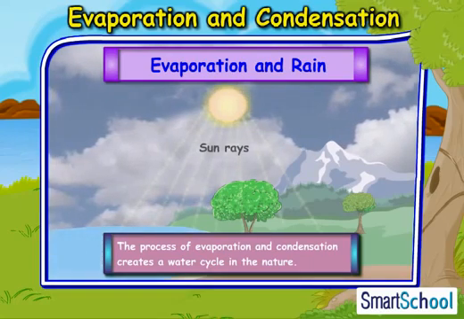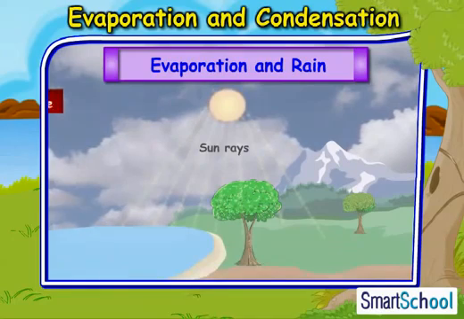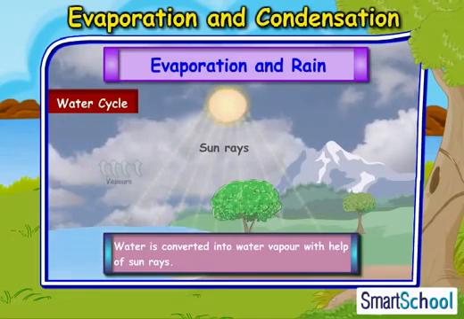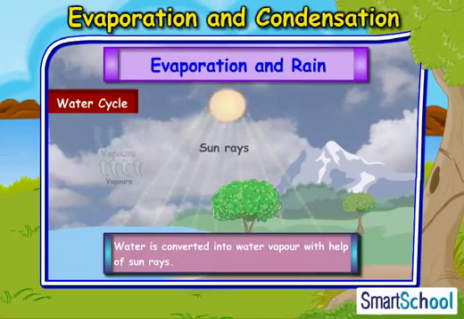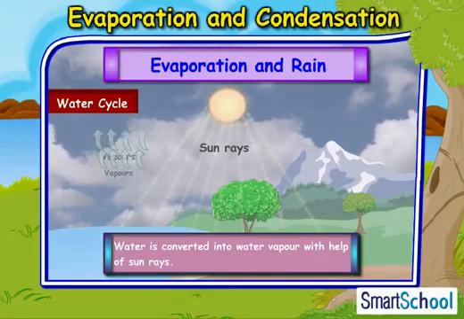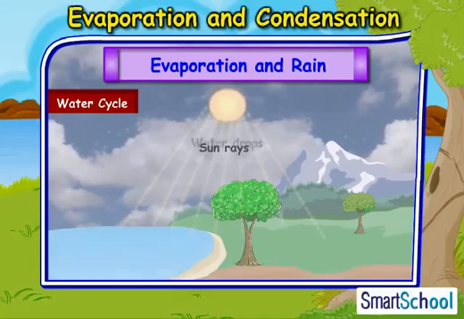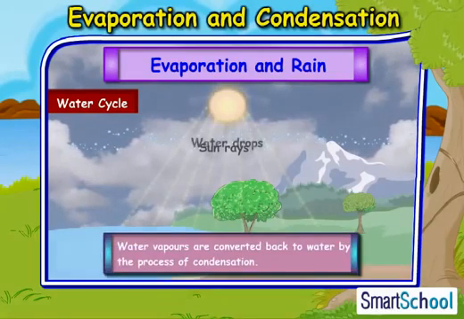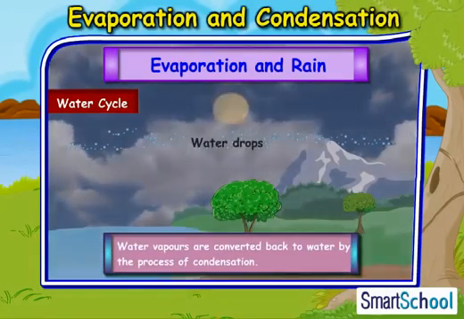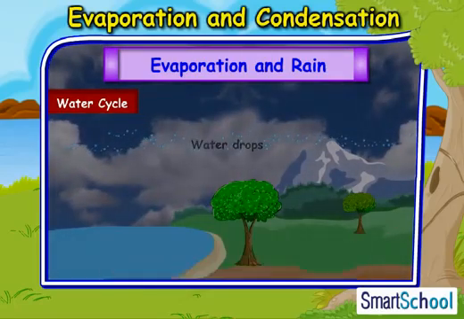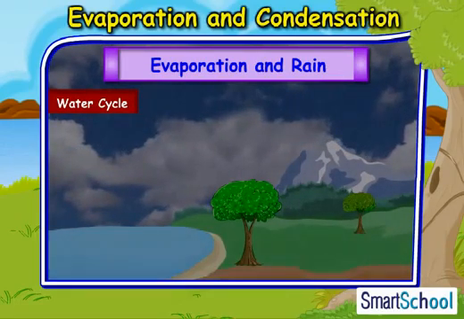Now let us understand the water cycle. Initially, the water is converted into water vapors with the help of sun rays. Due to the low temperature in the atmosphere, these water vapors are converted back to water by the process of condensation, resulting in the rain.